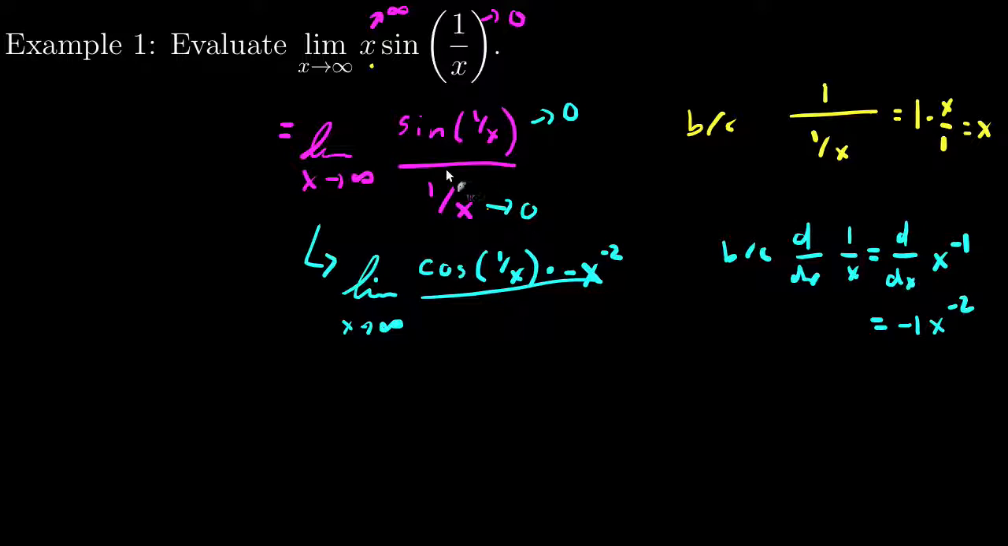I look down here, I just have the derivative of 1 over x, so that is the same thing here, negative x to the negative second, and the x to the negative seconds cancel, the negatives cancel. As x approaches infinity, 1 over x approaches 0. The cosine of 0 is 1, so this limit is equal to 1.